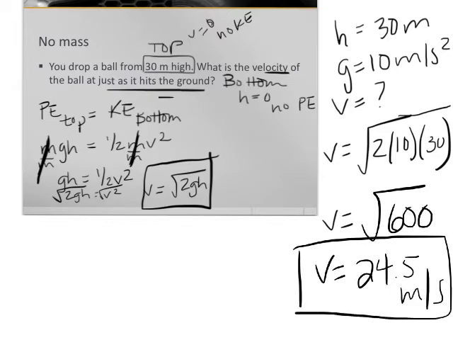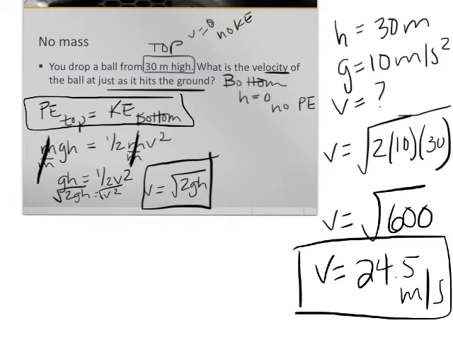So if you're given the height and you want to find the velocity at the bottom, you can set gh equal to 1/2 v squared. You can also do this if you're given the velocity and you want to know how high you get. You don't need the mass to figure that out.